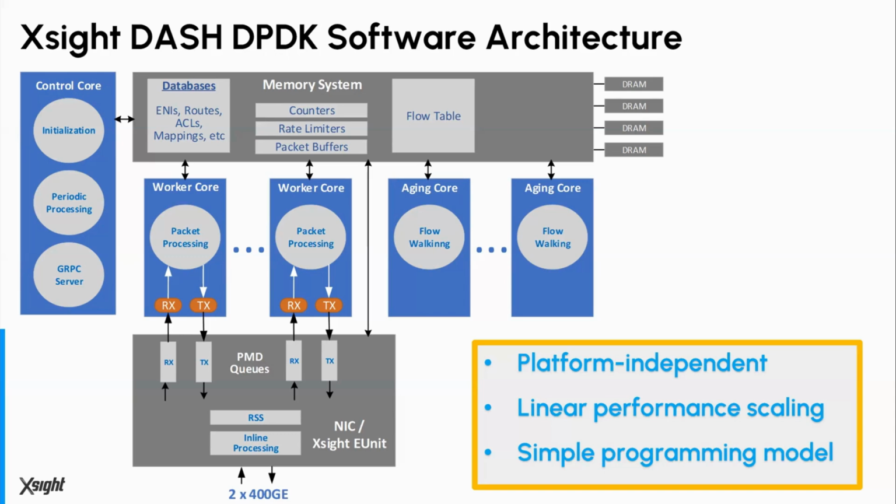Some key attributes of the Xsight Dash architecture is that it's platform independent. We didn't implement this Dash data plane to only run on an Xsight DPU. We implemented it as a platform independent application. We've run it on x86 servers, we've run it on ARM servers, and of course we run it on our DPU. Another attribute is that it has linear performance scaling. If you put N cores on the application, you get a certain level of performance. If you put 2N cores, you'll get double the performance. And finally, this is a very simple programming model, and I'll talk about that a little bit more.